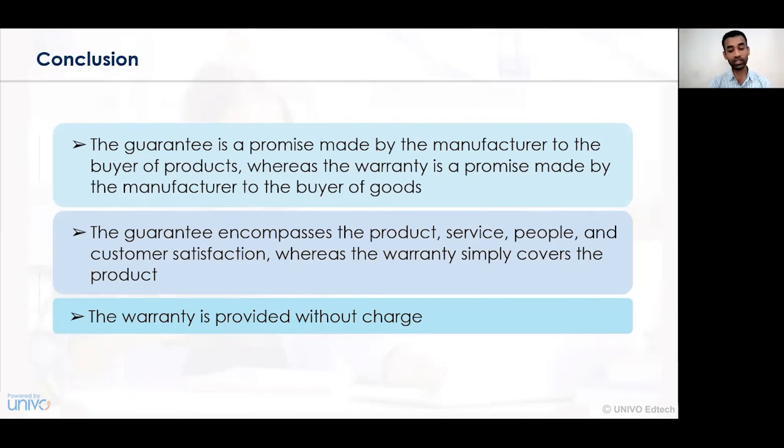And the warranty is provided without any charge. So if a particular charge is found, then it may be incurred, or if the charge is not found, then it may not be incurred, and hence the guarantee or warranty contract can come into existence.